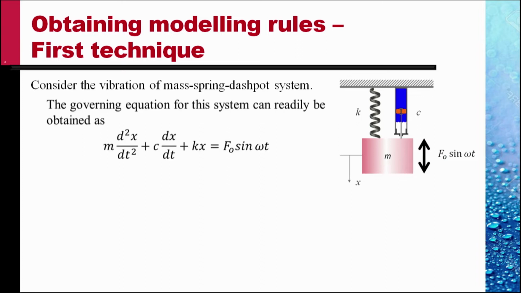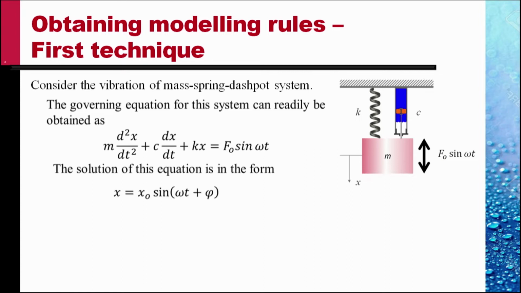The governing equation for this system can readily be obtained as m d2x by dt square plus c dx by dt plus kx is equal to F naught sine omega t. m is the mass, so m d2x by dt square is mass times acceleration, plus c is the damping constant, so c times dx by dt is the damping force, k is the spring constant, so kx is the spring force, and these forces must sum to the force which is forcing the mass to vibrate.